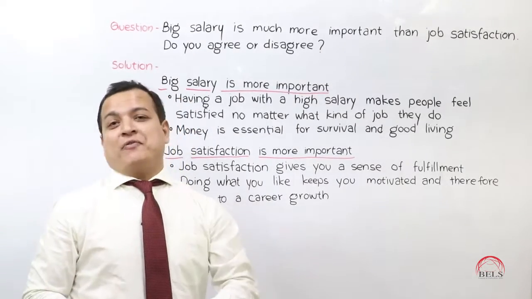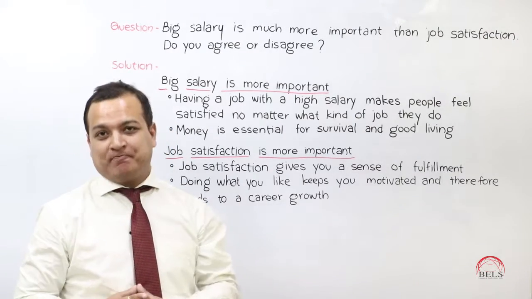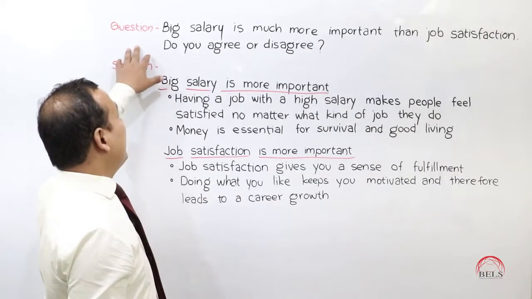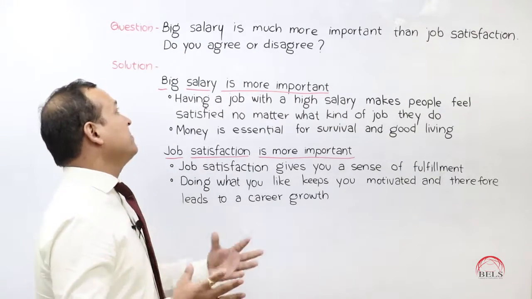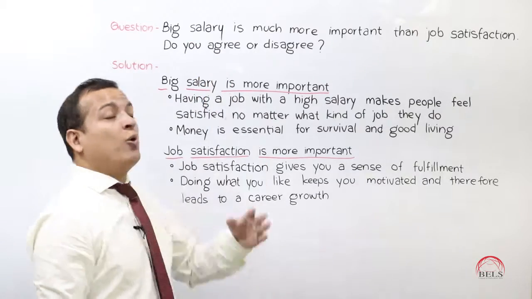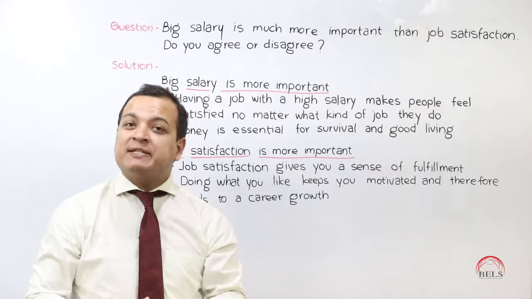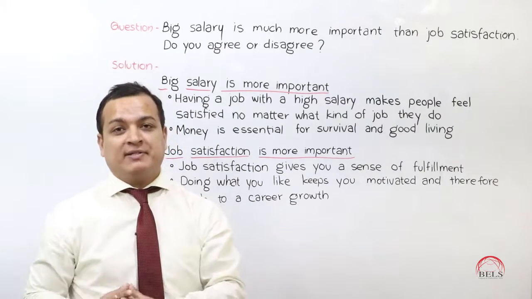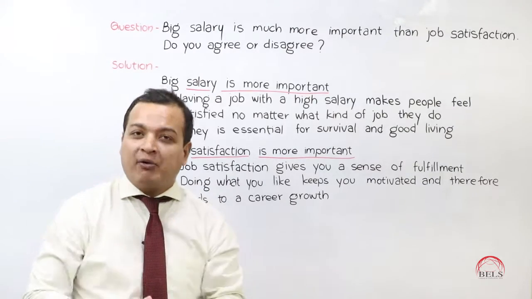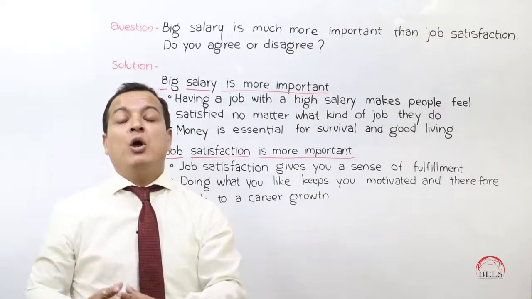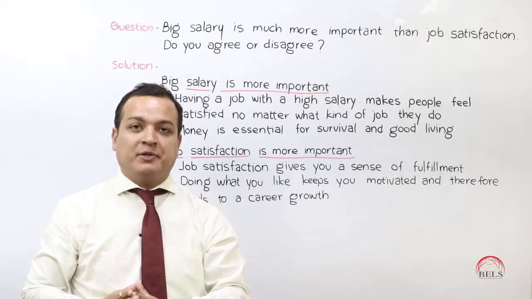Based on the structure of the opinion-based essay, we are going to discuss now the complete question. You can have a look here. The question is, big salary is much more important than job satisfaction. Do you agree or disagree? This question clearly indicates whether you agree with the statement or you disagree with the statement. As I have previously mentioned, you can go for the agree one, you can go for the disagree one, or you can also go for both sides of the view, that is partial accord with the statement.